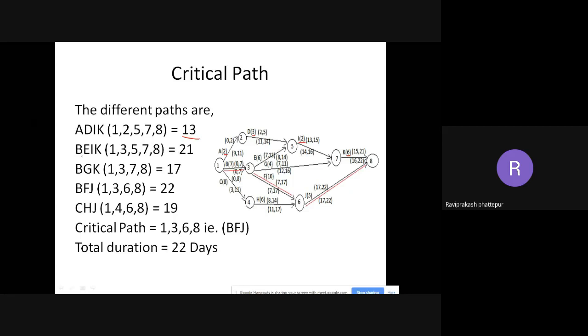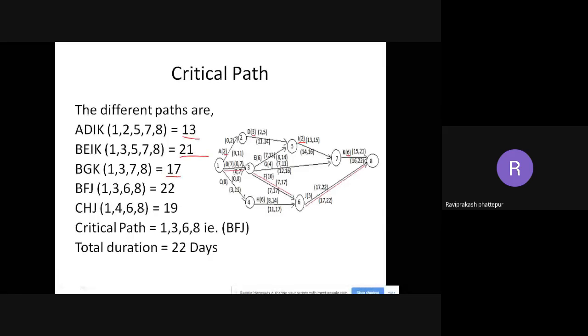Then second is B, E, I, K. B again starts from 1, and E is at 3 to 5. The nodes I am traveling through are 1, 3, 5, 7, 8. If I add all the durations here, I am getting 21. Next is BGK, a direct straight line. BGK travels through 1, 3, 7, 8. If you add all the durations, I'm getting 17.